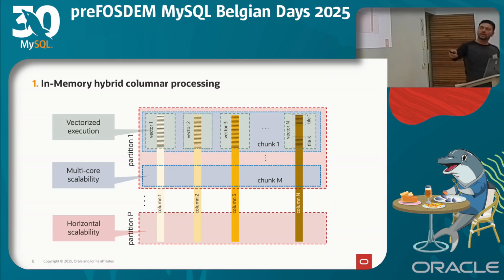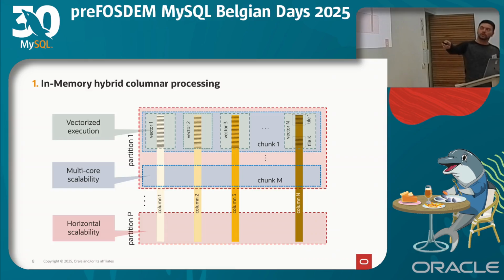Okay. Now, once we are within a compute node, we have the multi-core scalability. And how do we achieve that? We have a concept called chunking. A chunk is nothing but a slice of your data in the order of a few tens of megabytes. So each of these chunks is assigned to one processor core. Thereby, we achieve the parallelism across the CPU cores.